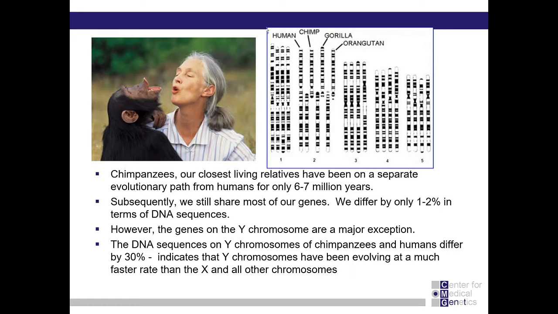Chimpanzees, our closest living relatives, have been on a separate evolutionary path from humans for only 6 to 7 million years. Consequently, we still share most of our genes. We differ by only 1 to 2% in terms of DNA sequences. However, the genes on the Y chromosome are a major exception. The DNA sequences on Y chromosomes of chimpanzees and humans differ by 30%. This indicates that Y chromosomes have been evolving at a much faster rate than the X or all the other chromosomes.